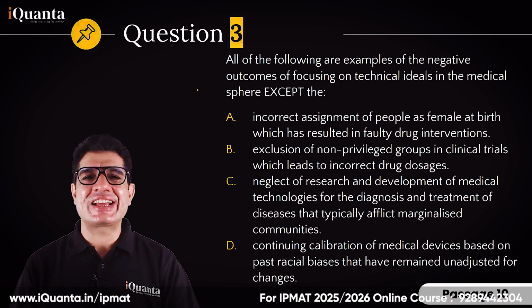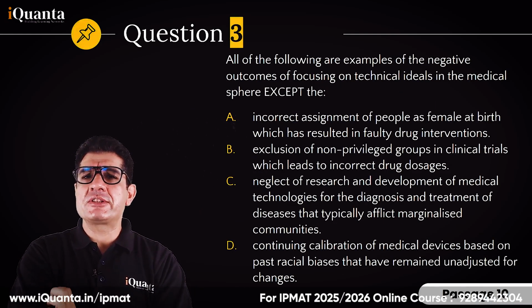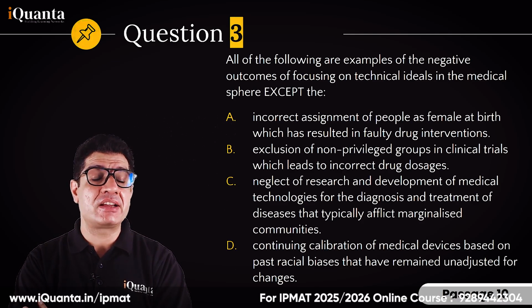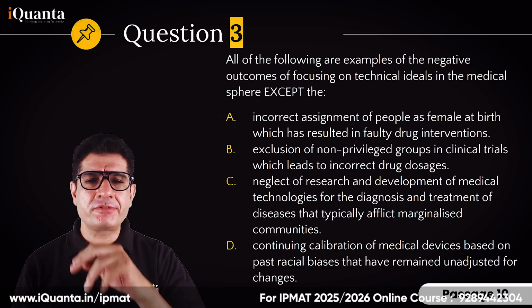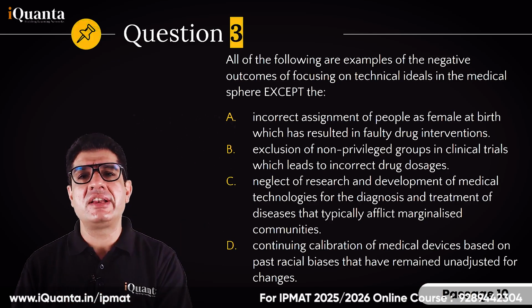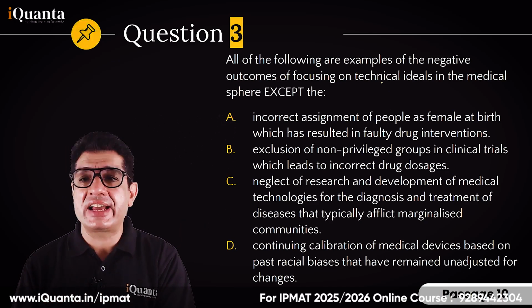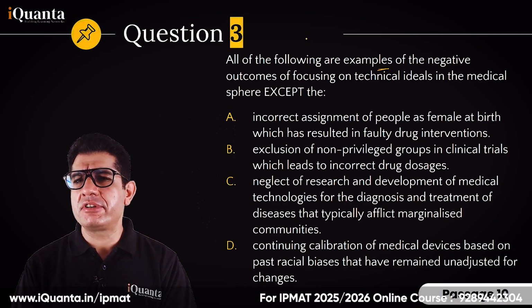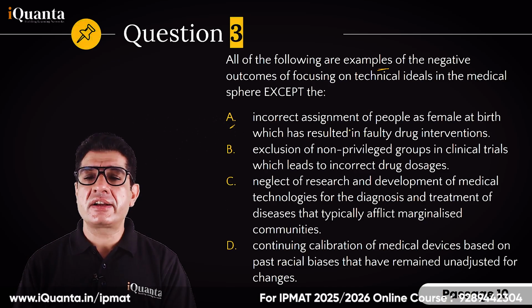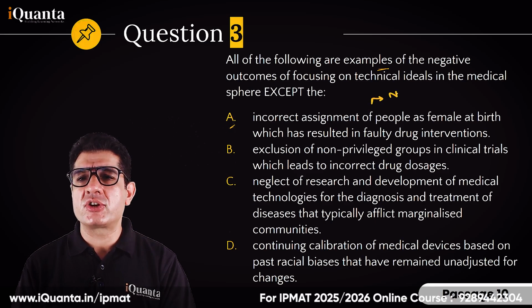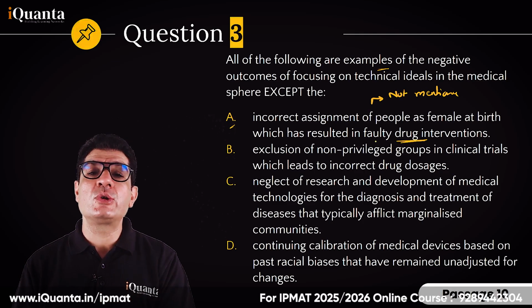Let me take you through the next one now. All of the following are examples of the negative outcomes of focusing on technical ideals in the medical sphere, except. So 3 of these talk about the negative aspects when you focus on only technology, and 1 is not giving you an example of negative outcome. So the one which is not leading to a negative outcome will be our answer. So let's start. A, incorrect assignment of people as female at birth, which has resulted in faulty drug interventions, not mentioned in the passage. The passage says that the wrong dosage has happened.